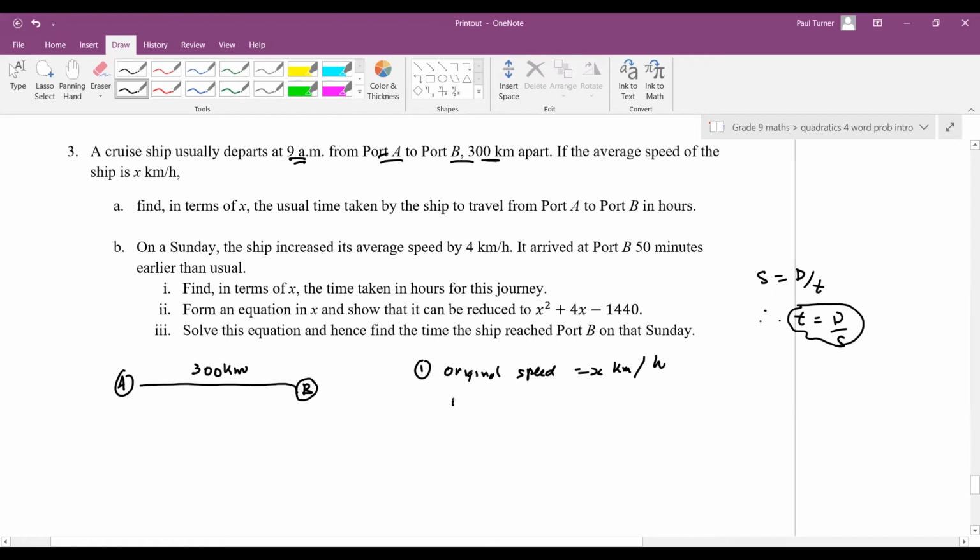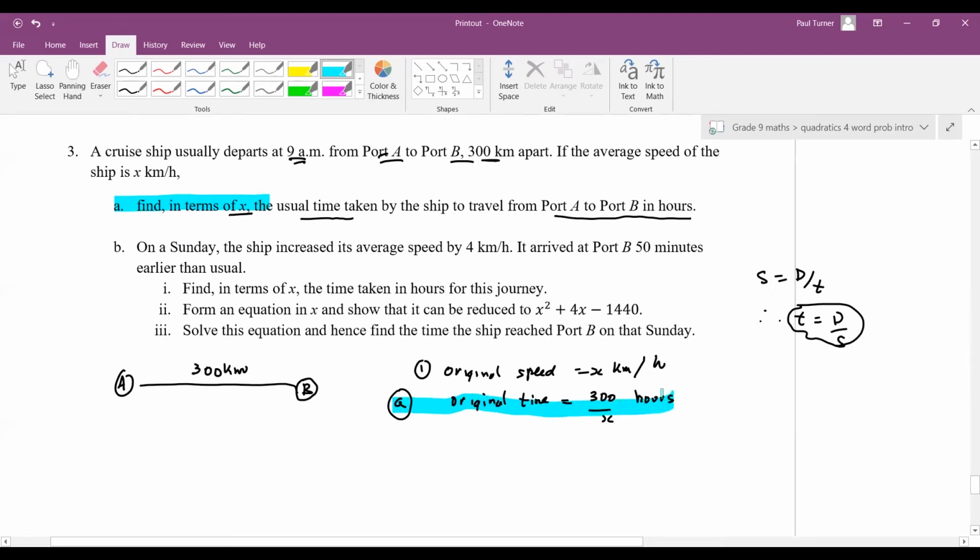So your time is 300 on X in hours. Okay, so find in terms of X the usual time it takes for the ship to travel from A to B in hours. So this is done here. This is actually part A for the question. This one here. Easy enough, which is what you do basically for every question like this.